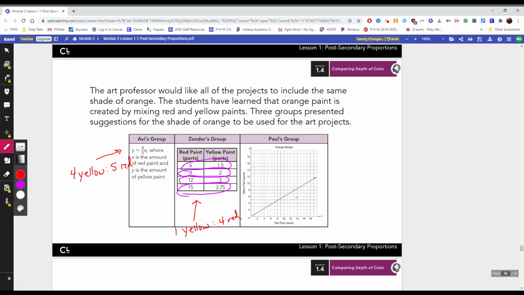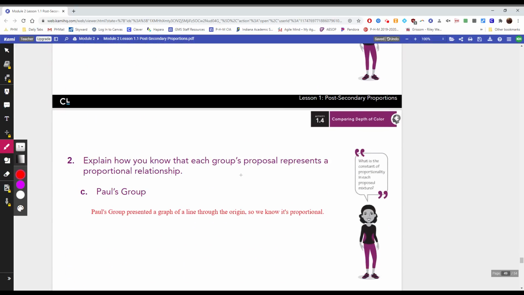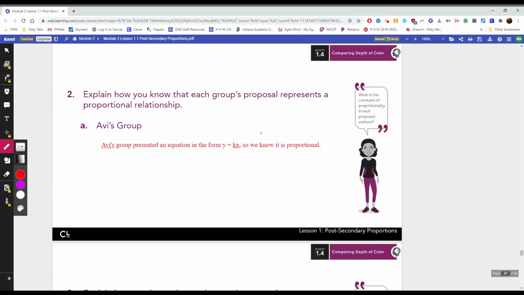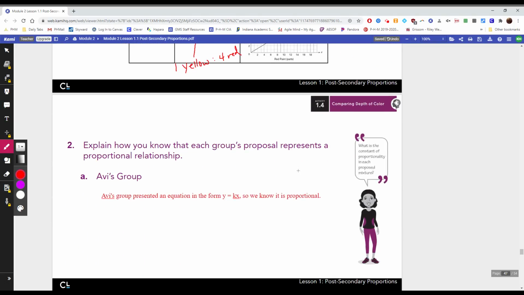Now for this graph, we need to identify some lattice points here, and preferably a unit rate if possible. If not, it looks like this is probably a pretty good point right there. That represents 5 red, 3 yellow. So for this one, we have 3 yellow to 5 red. So back to question number 3. The group with the lightest orange is actually going to be Avi's right here, 4 yellow to 5 red.